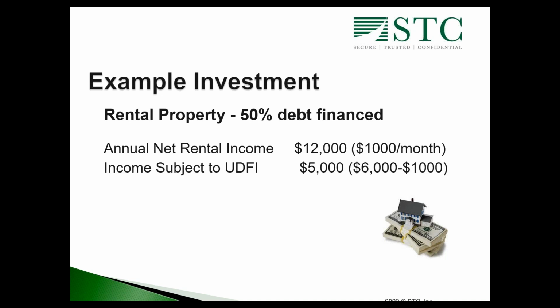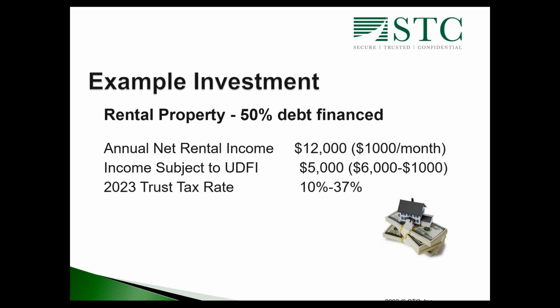The income that would be subject to the UDFI tax is $5,000. Remember I said, first, you would take $6,000, that's half of it because it's 50% debt financed. So $6,000 is subject to the tax, and $1,000 of it is tax exempt, the first $1,000. So now we've come down to $5,000 is subject to UDFI.